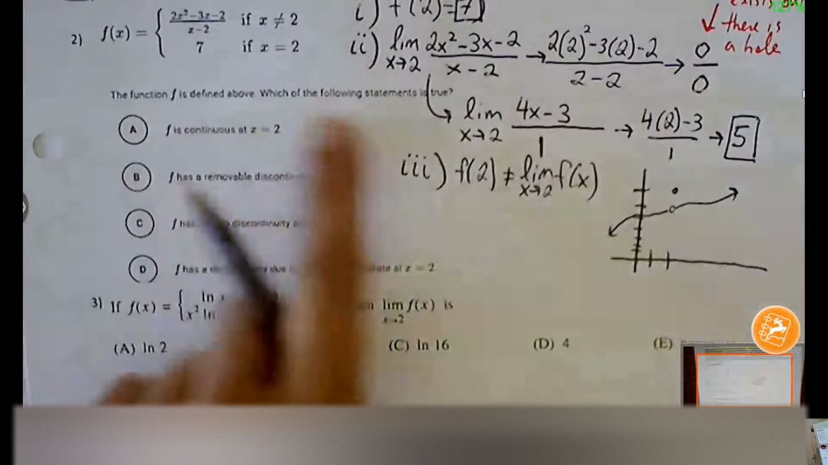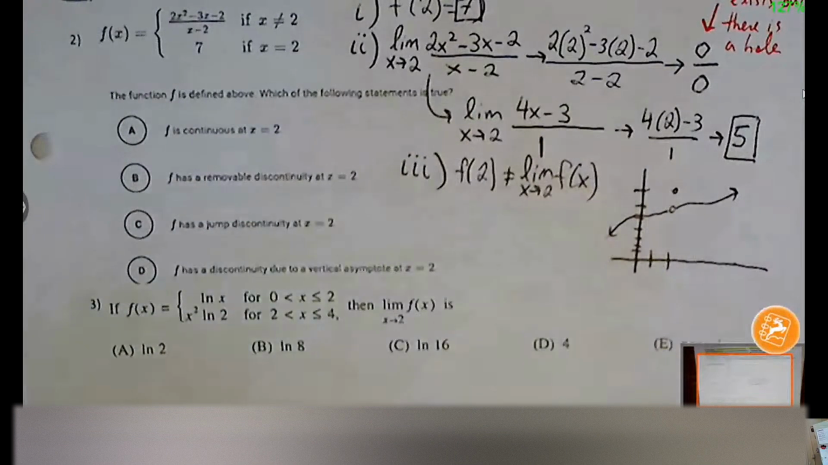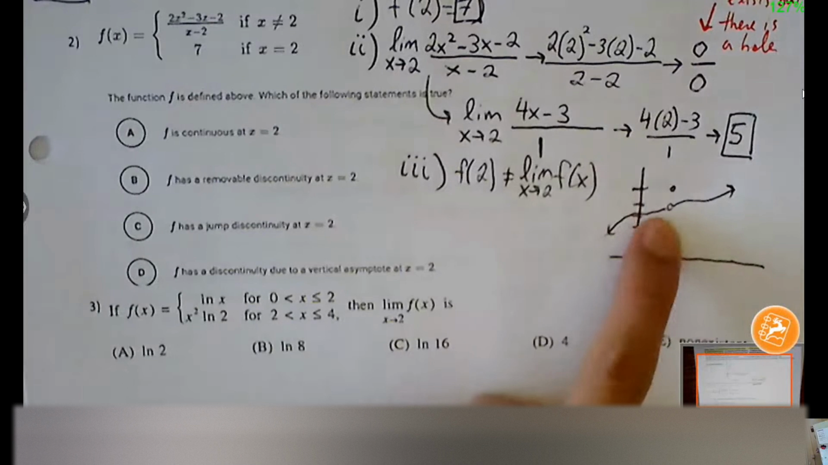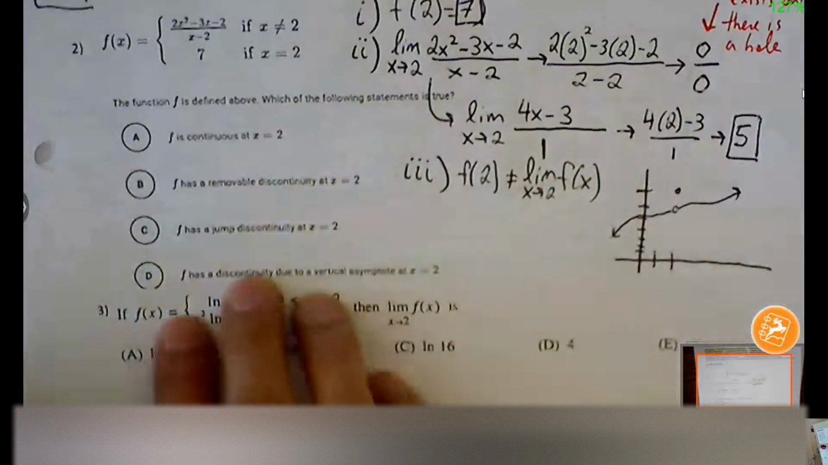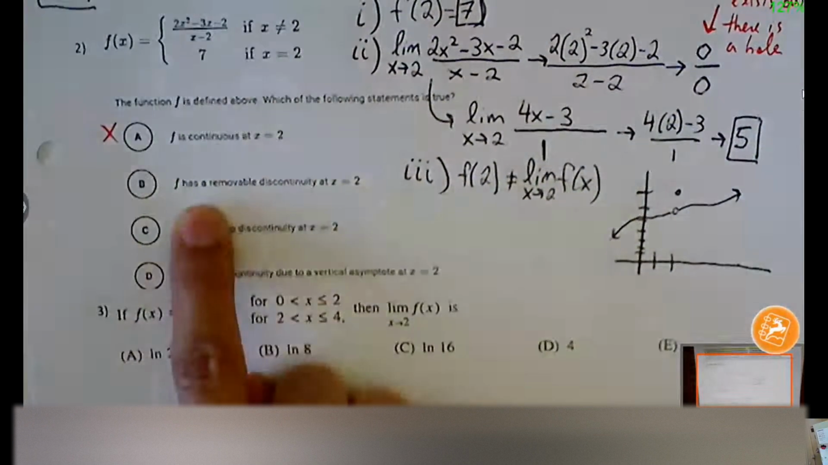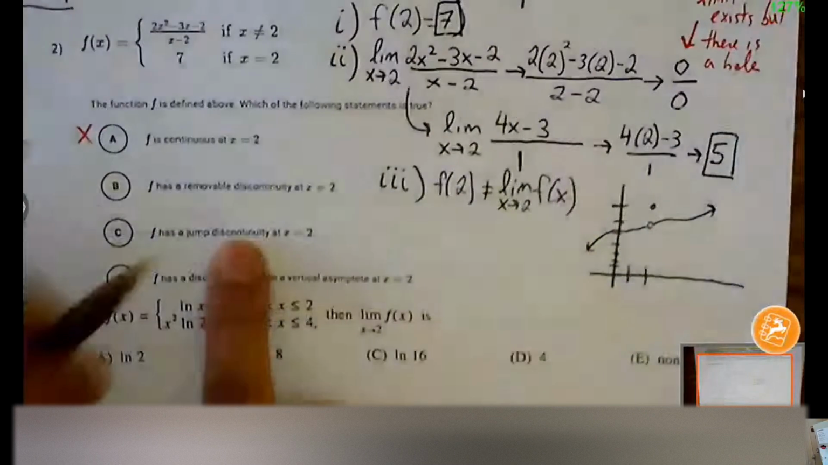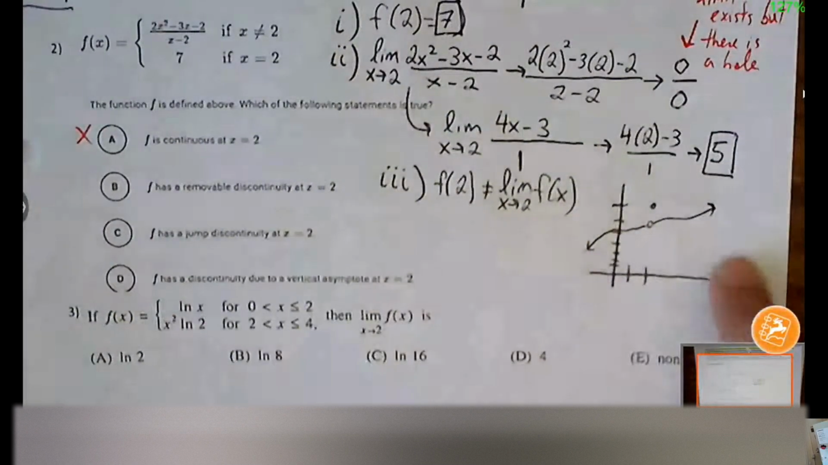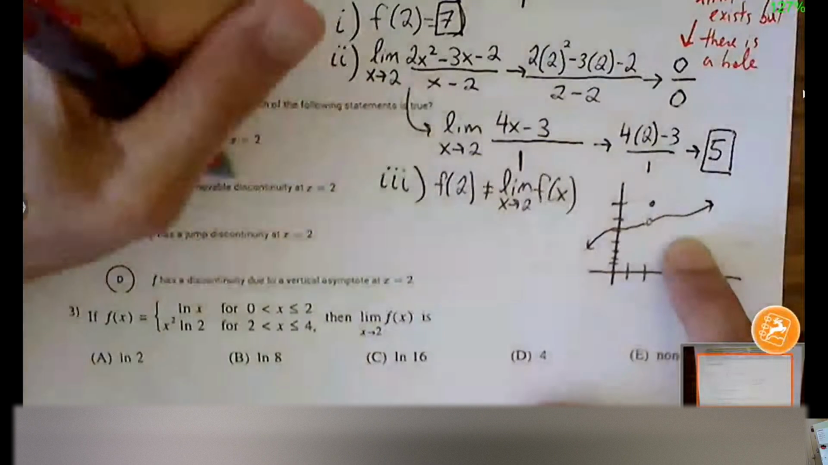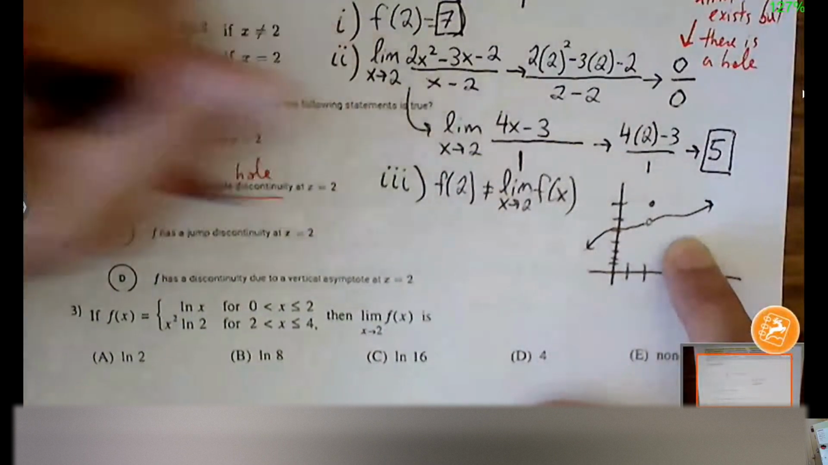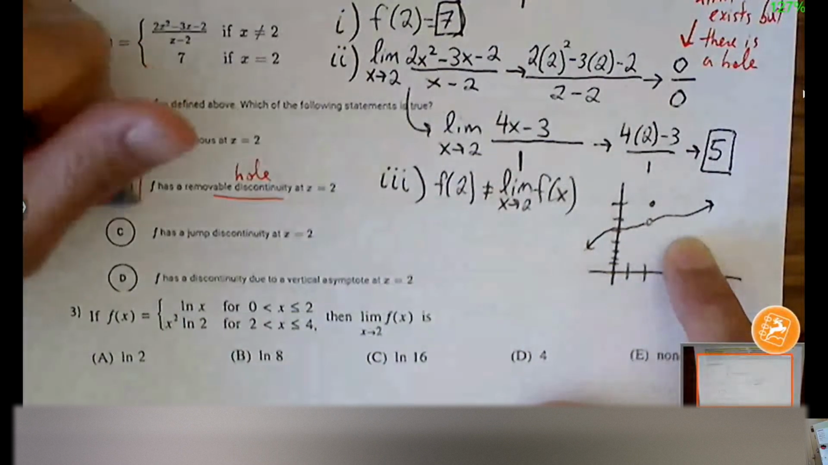Okay, so it says, which of the following statements is true? Function is continuous. Okay, that's obviously not true. All right, we know there's a hole in the graph. Function has a removable discontinuity at x equals 2. That just means that there's a hole in the graph, and we see that's definitely true. So there's our answer choice.